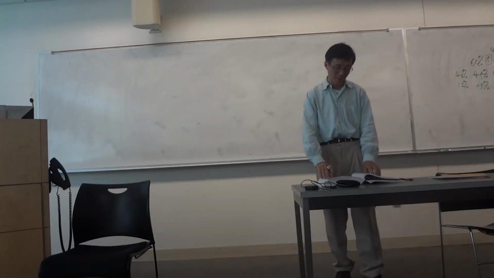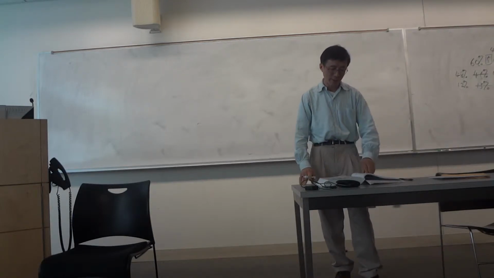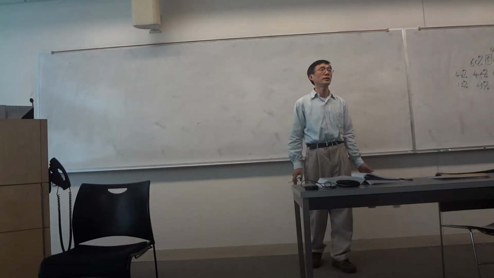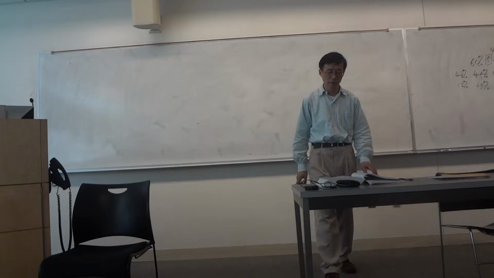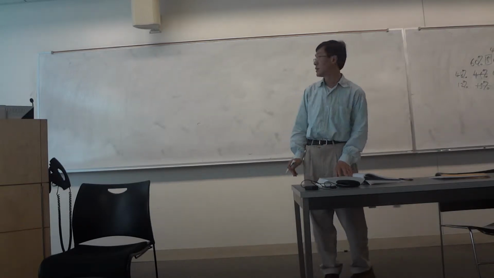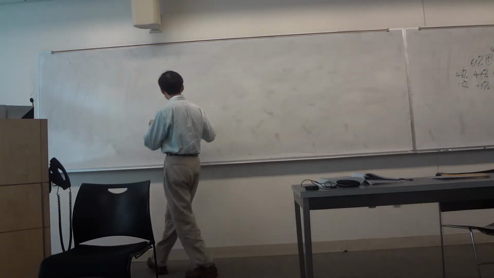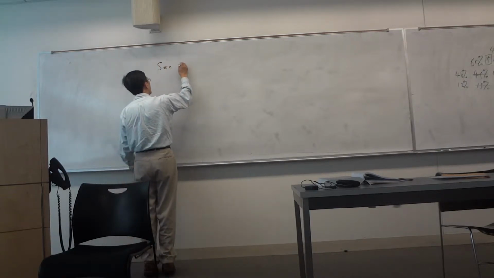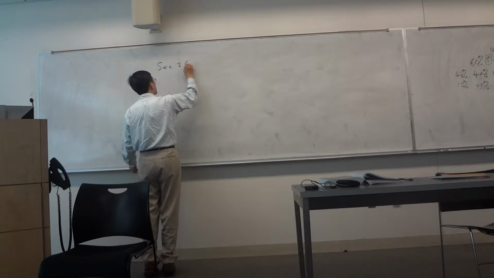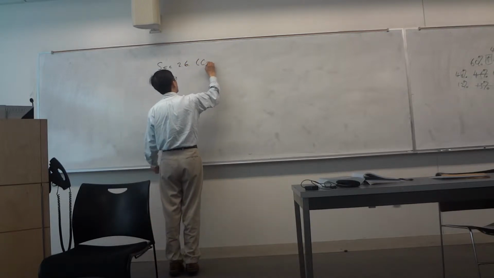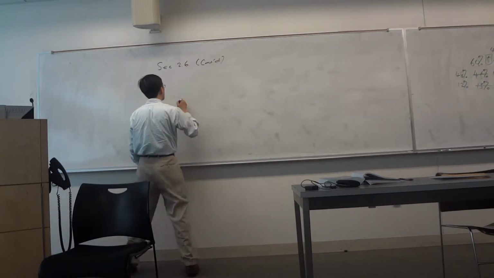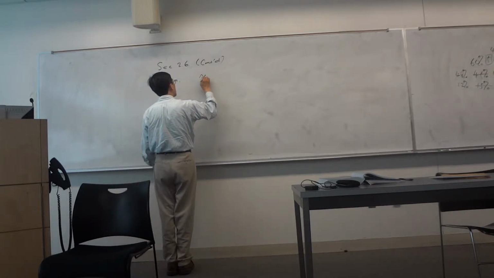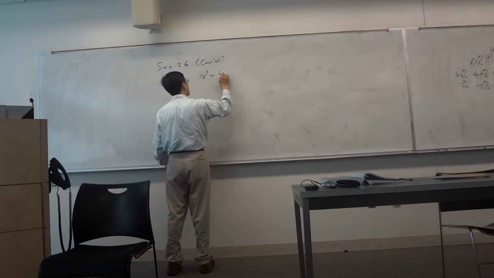Okay, so we're talking about implicit differentiation the other day, and we're going to finish that. And then we are going to talk about related rates after. So let me remind you of the example that we did previously. This is section 2.6 on implicit differentiation.